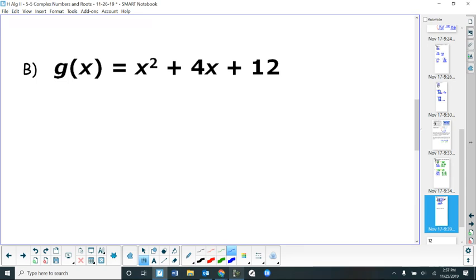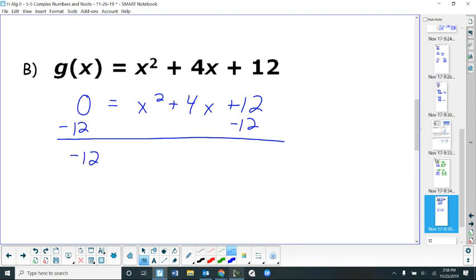Find the 0. So we come in and we let g of x be 0, because the definition of finding the 0 of the function is let the value of the function be 0. Now, to solve this, if you graph it, it's not going to work. You can't factor it. There's nothing that multiplies to give you 12 and adds to give you 4. So I'm going to subtract 12. I'm going to complete the square, because that's the only other method we know at this point in time. So I'm going to get this.